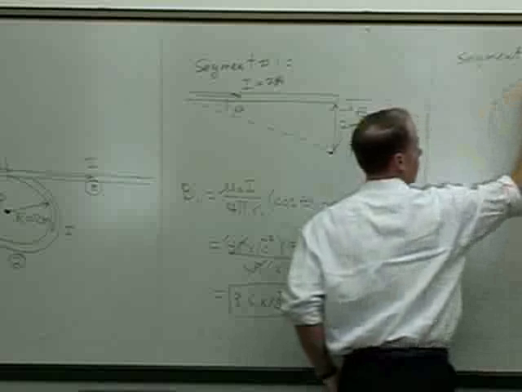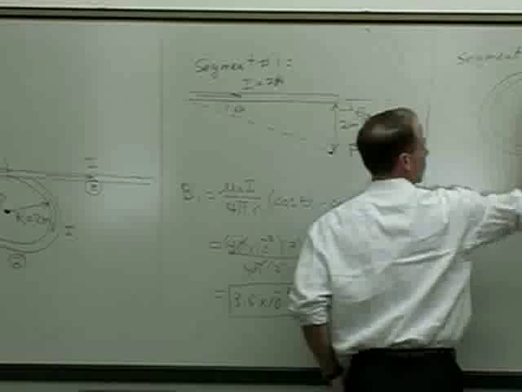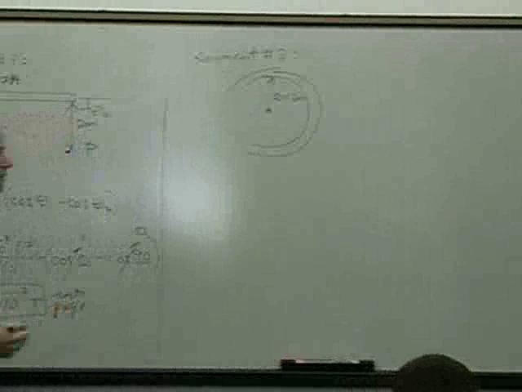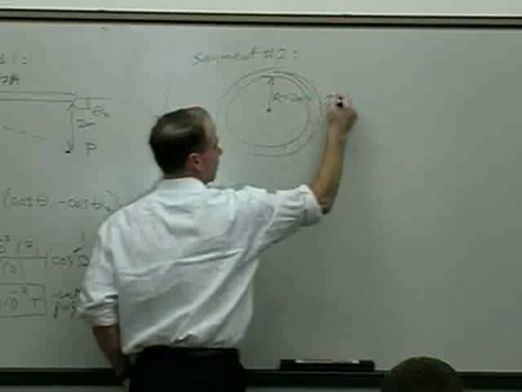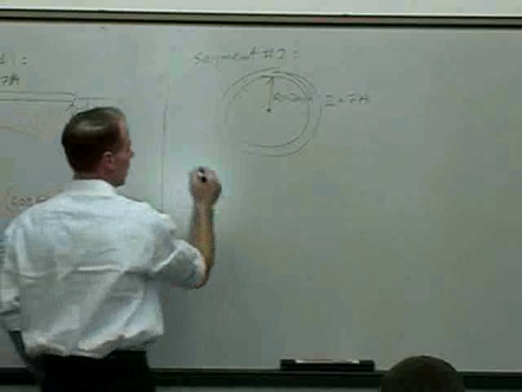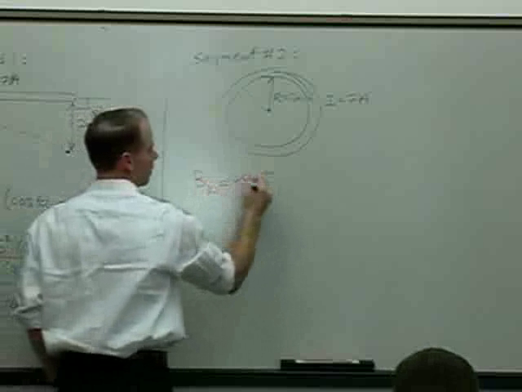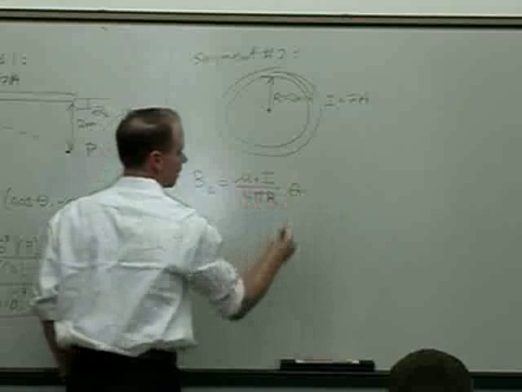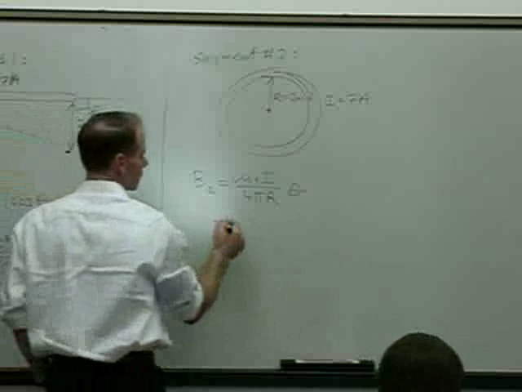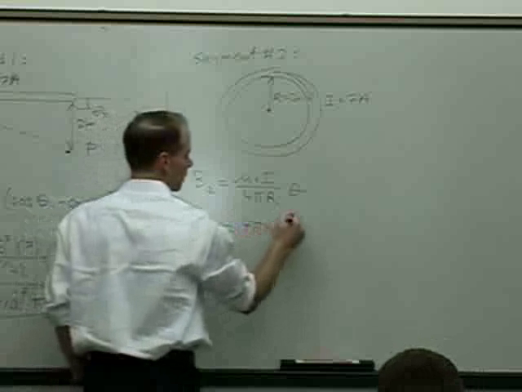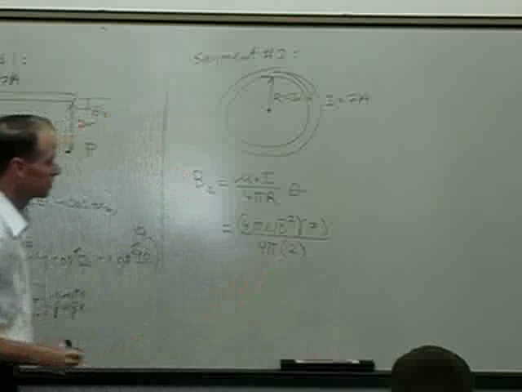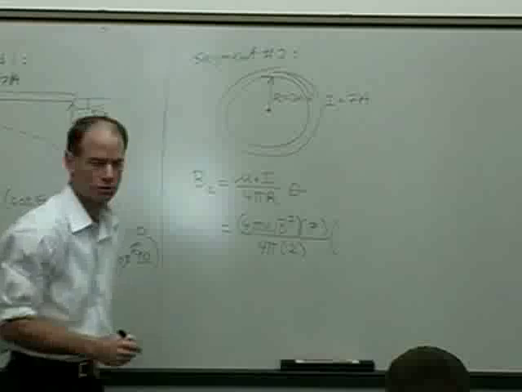We have this curved segment coming around like this. Radius r equal to 2 meters, and we want to find the magnetic field due to that segment, current 7 amps. For a curved segment, the field is equal to mu naught I over 4 pi r times theta, where theta is the angle of the curvature in radians. So this will be 4 pi times 10 to the minus 7 times 7 amps over 4 pi, radius of this curvature is 2, and theta is 2 pi.